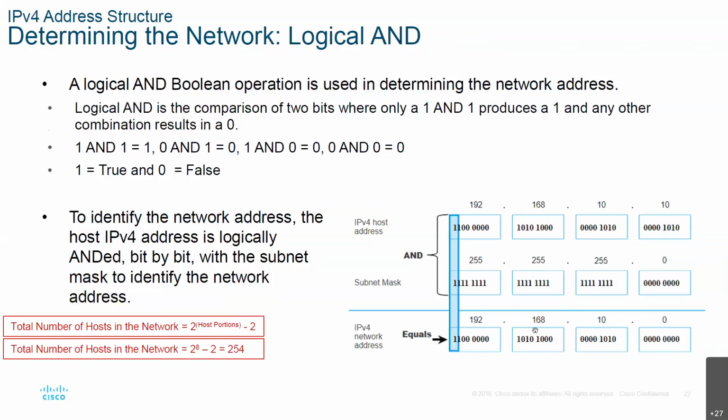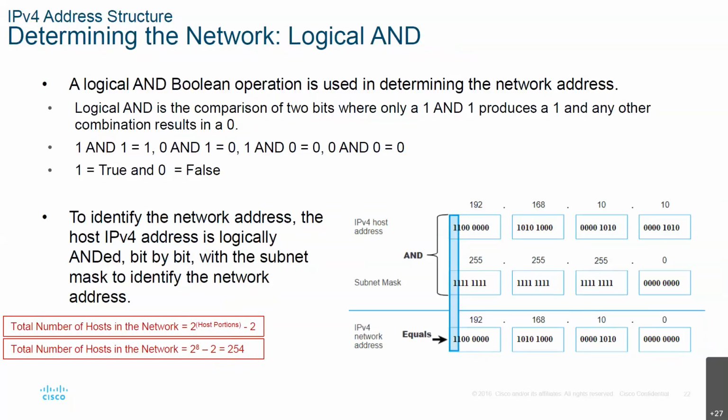Network 192.168.10.0 can have 254 devices. We don't care whether they are computers, IP phones, or IoT devices. We don't care. 254 devices can be joined to this network.